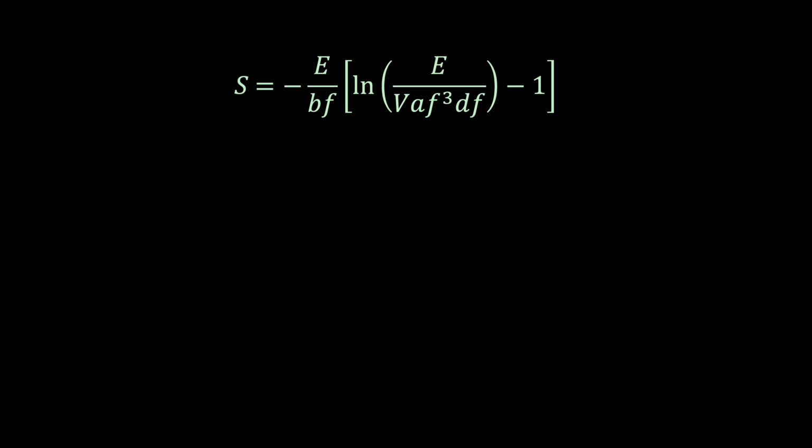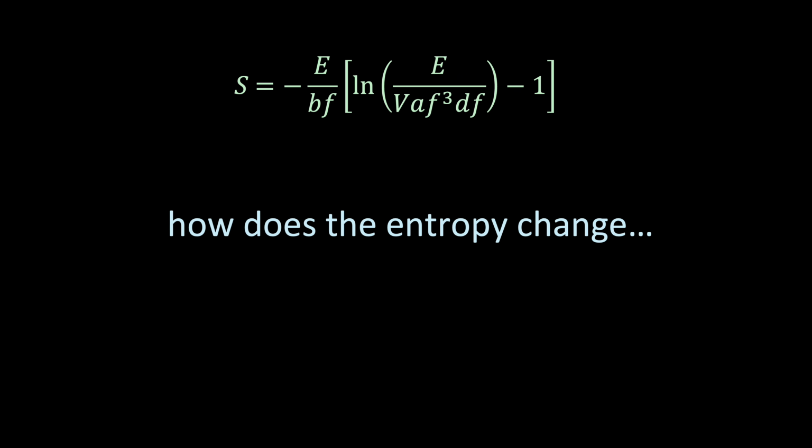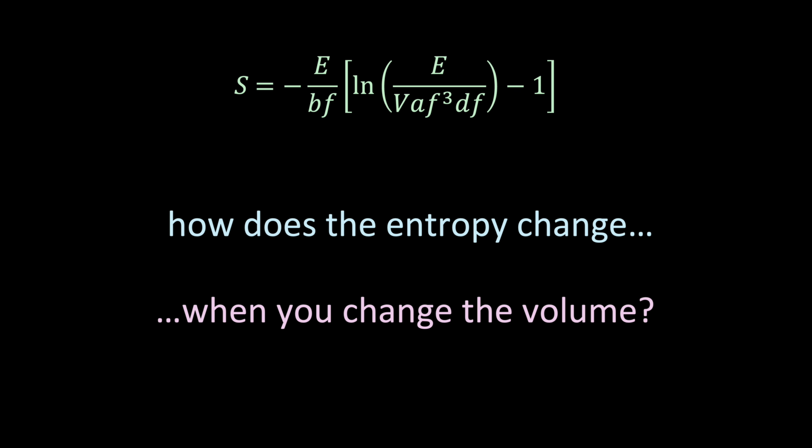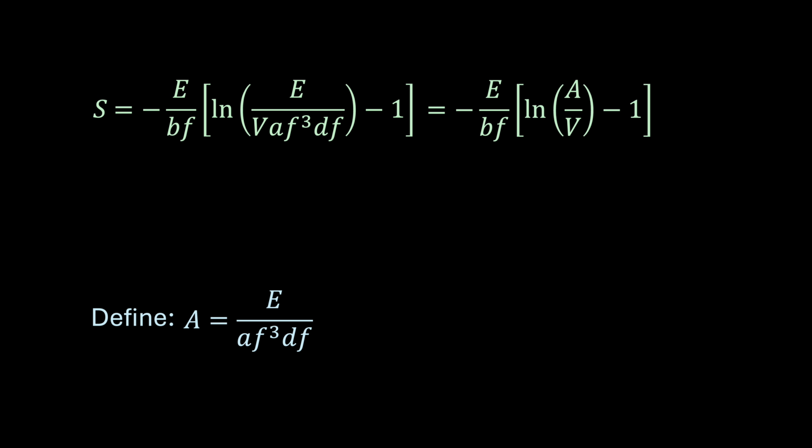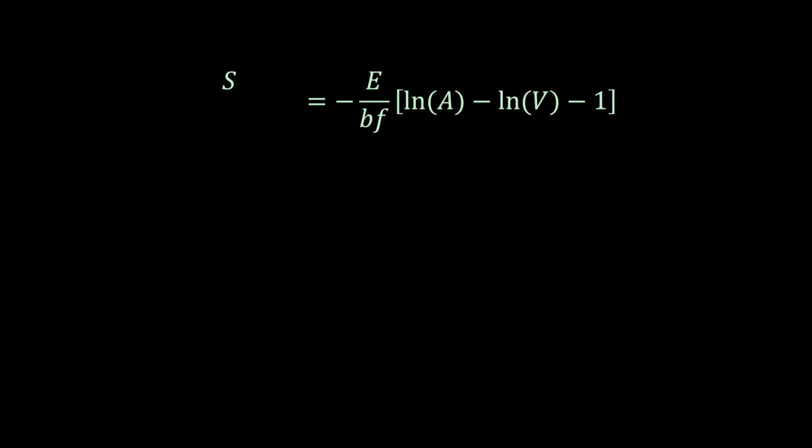Now Einstein asks the following question: how does the entropy change when you change the volume? Can we use the expression that we've just derived to answer this question? To begin with, let's simplify the expression by defining A equals E divided by AF cubed dF, in which case the entropy expression then neatens up slightly. And we can then use the properties of logarithms to rewrite this in an equivalent form.